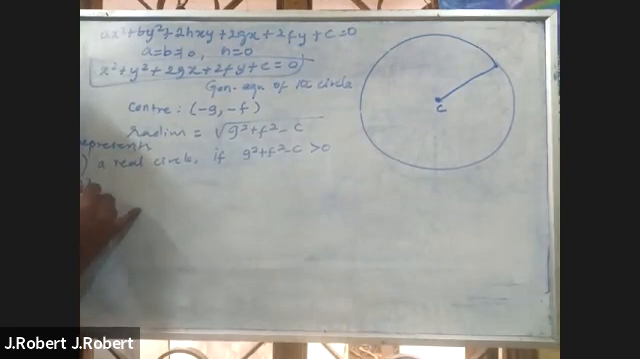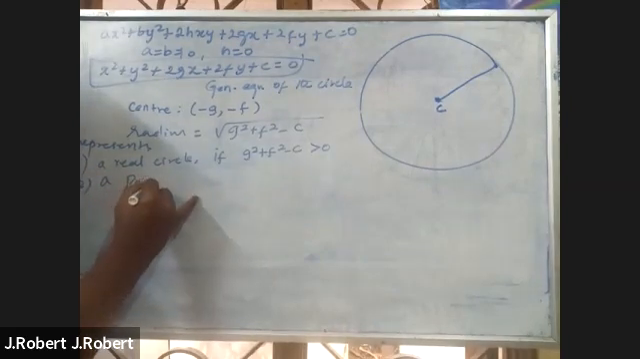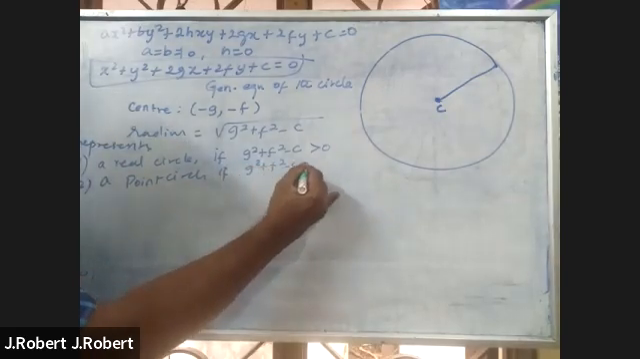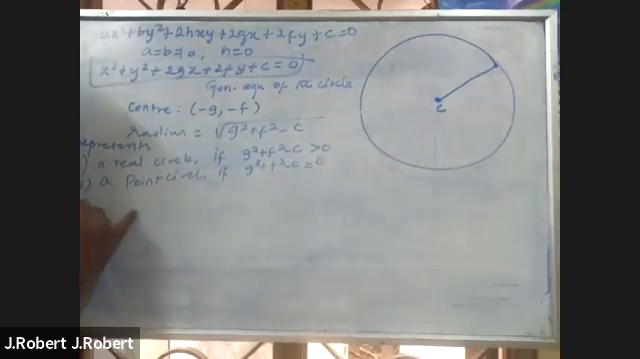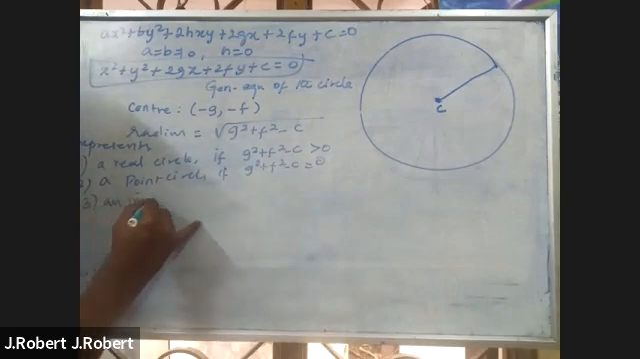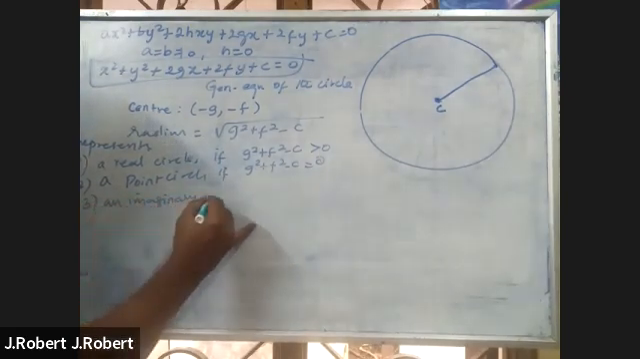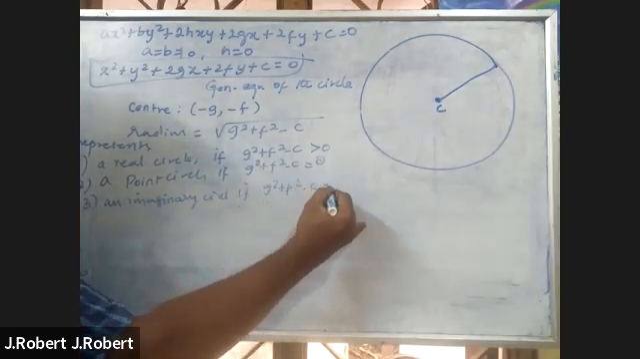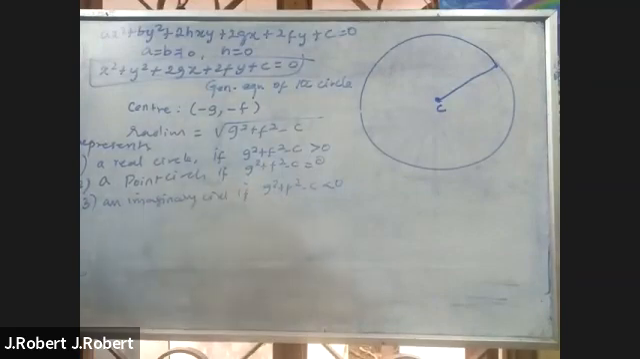Second one, a point circle, if g square plus f square minus c equal to 0. Third one, an imaginary circle, if g square plus f square minus c is less than 0. So always this is called the general equation.